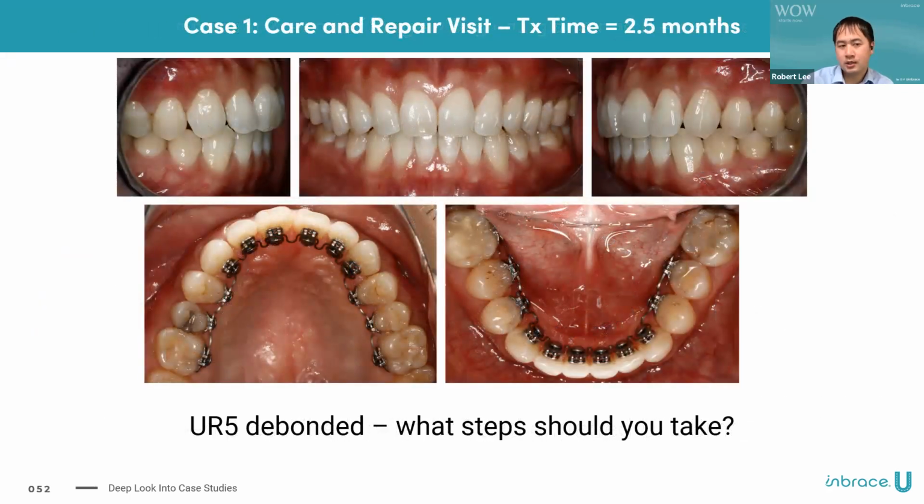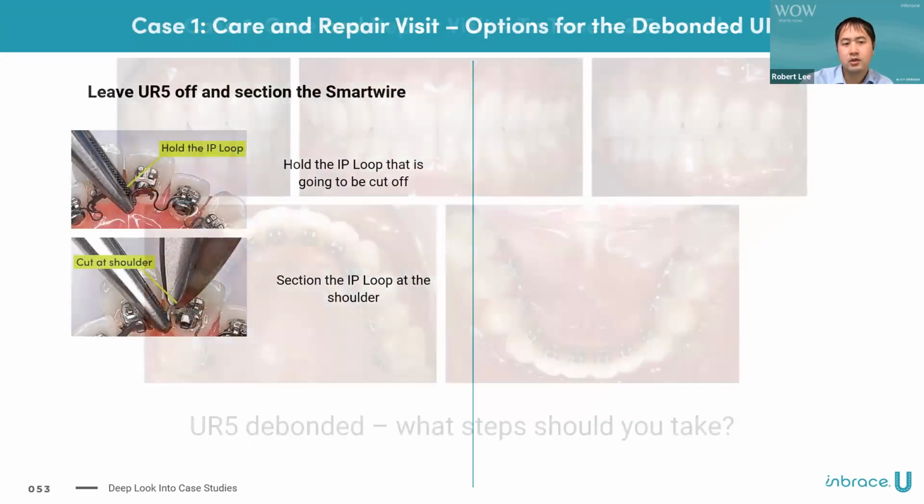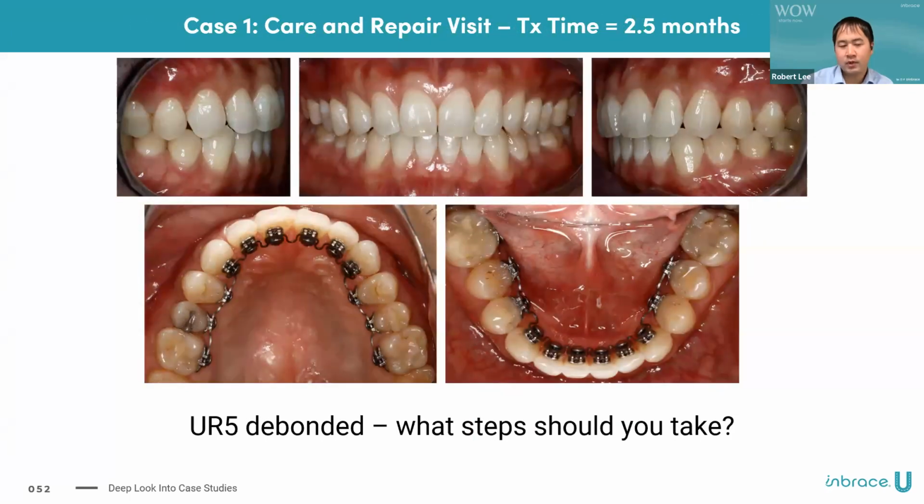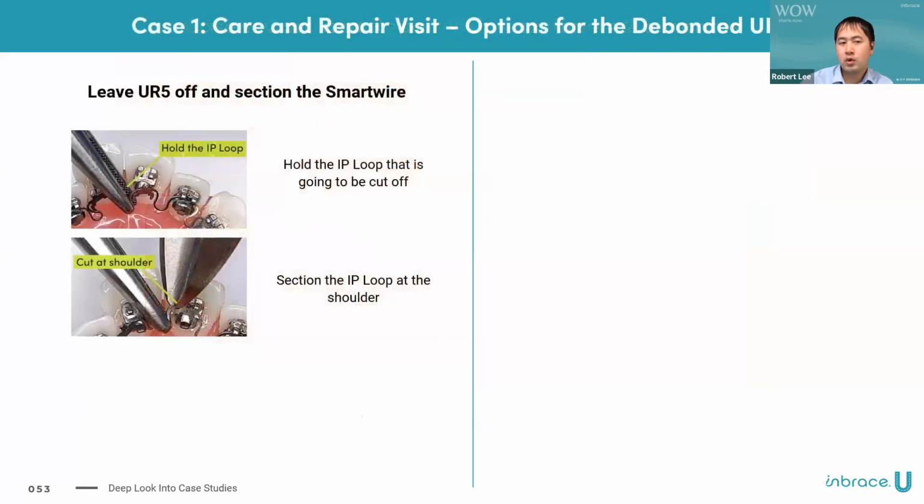So we'll say that this patient came back for a care and repair visit. That's what we call our SOS or emergency visits. A couple weeks later, and then the upper right 5 debonded. So what options do you have when the patient comes back in during your busy schedule with a debonded bracket? So one option is you can just leave it off, section the Smartwire if it's bothering the patient. A lot of times it's actually not bothering the patient if it's in the middle of the Smartwire.